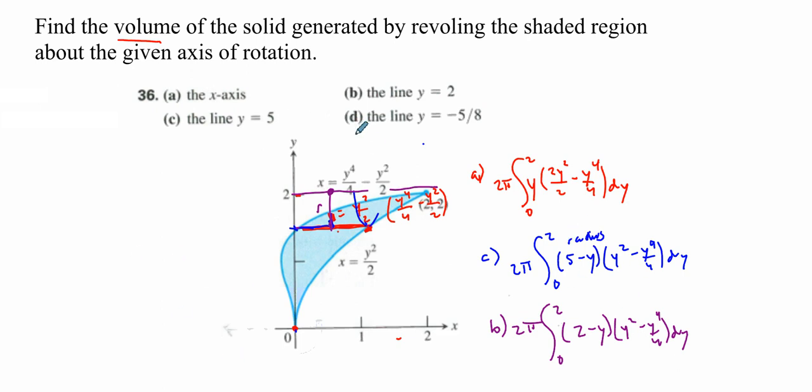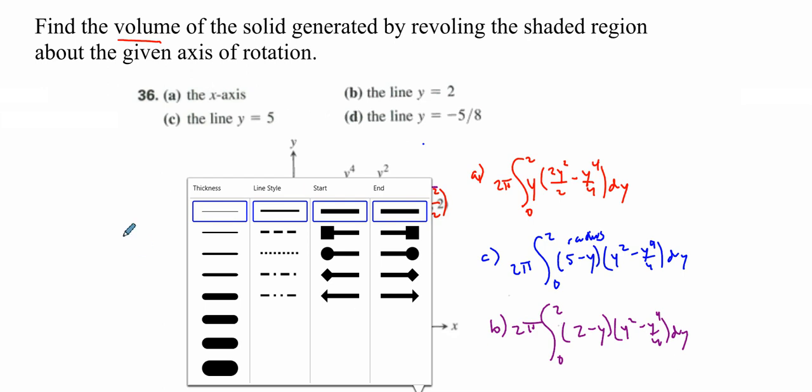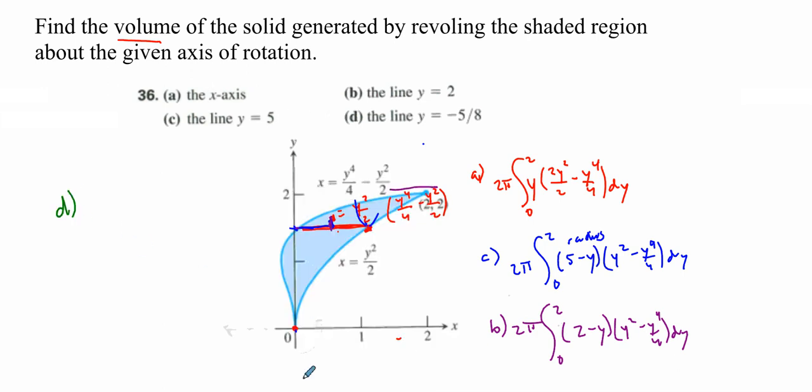Let's do one more. If we have D, once again, what changes? Well, once again, our shell length doesn't change, but where we're rotating it does change. And so if we have that, I'm going to do this one in green. When we go to D, we have this -1, so it would be -5/8. So we can see this, and now it's rotating around here. Well, here is our radius.